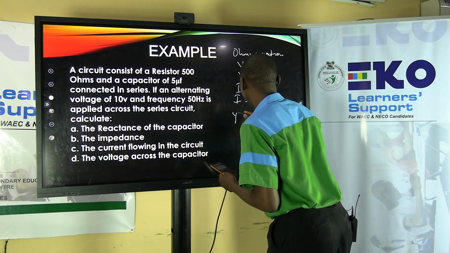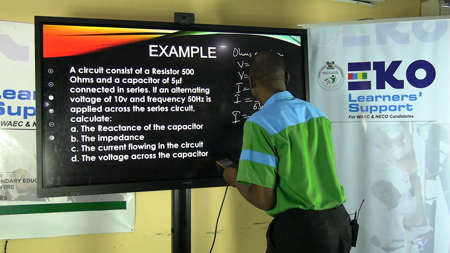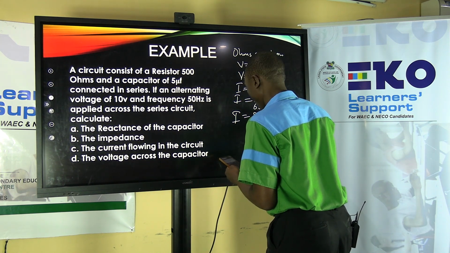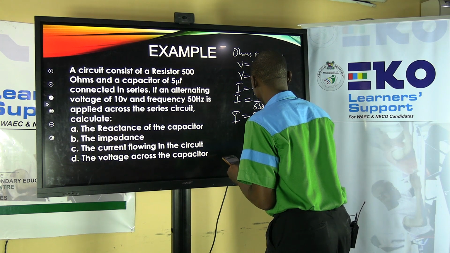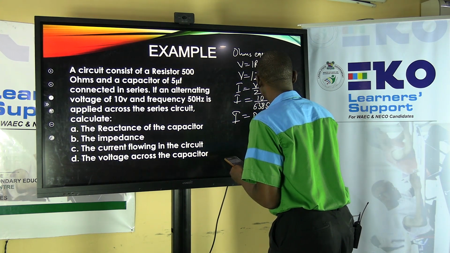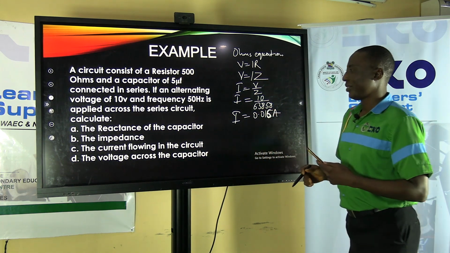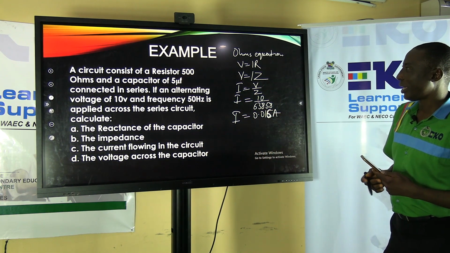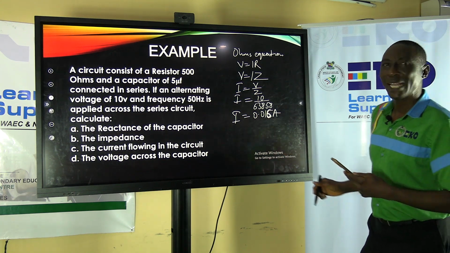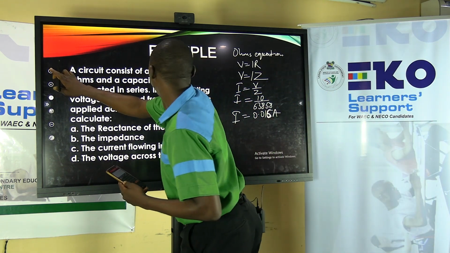And current is 0.16 ampere. So we've done justice to this. And the last one, voltage across the capacitor.